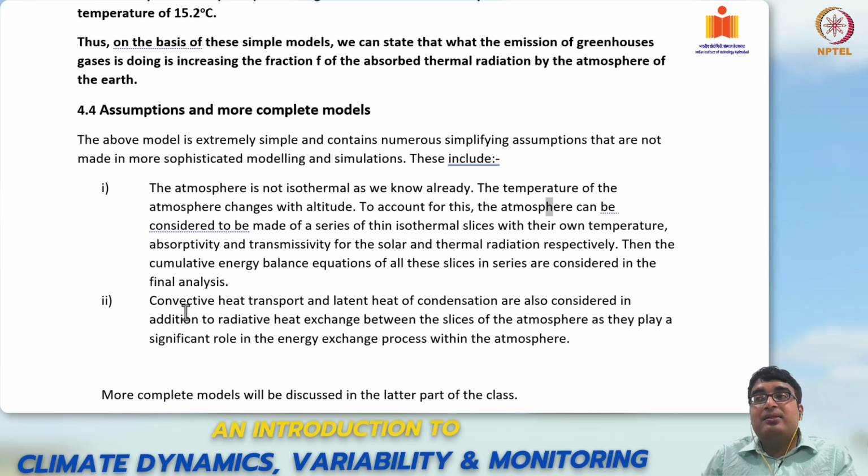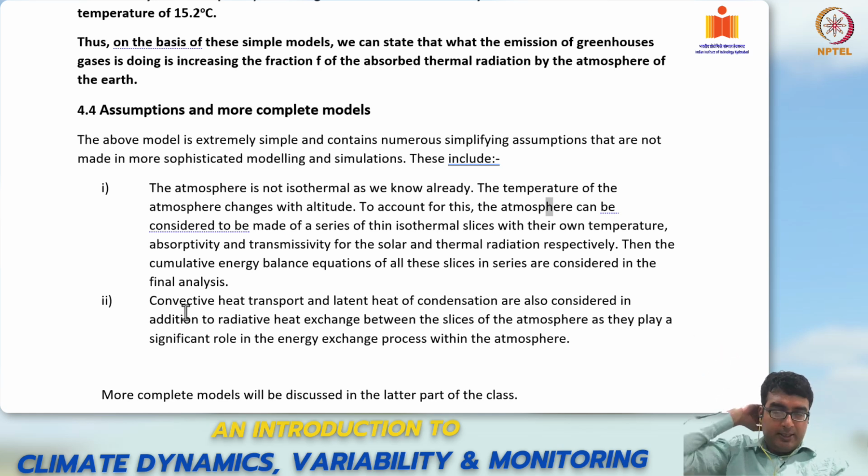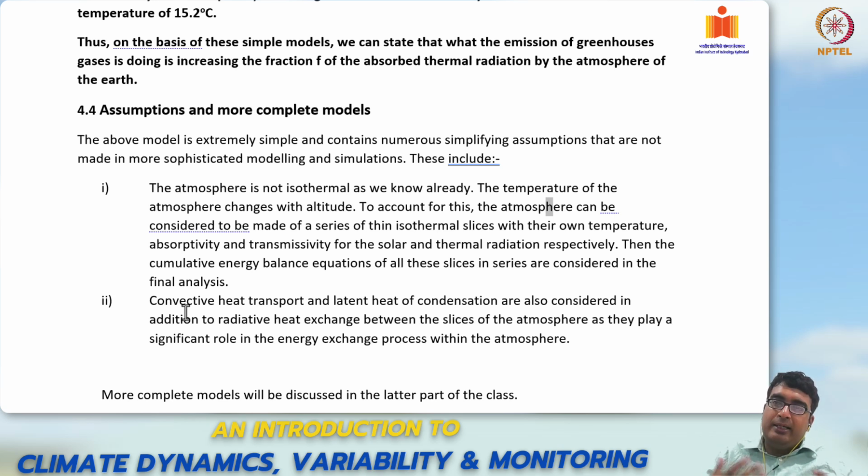The second is, here we are only considering thermal radiation from the surface being absorbed by the atmosphere, atmospheric thermal radiation hitting the surface and going into space. But between the surface and the atmosphere, there are other heat transport mechanisms as well, which we are neglecting, namely the convection currents that are coming up in case of unstable atmospheres.